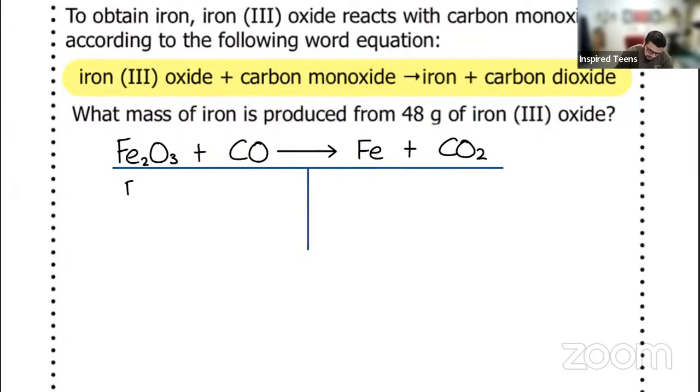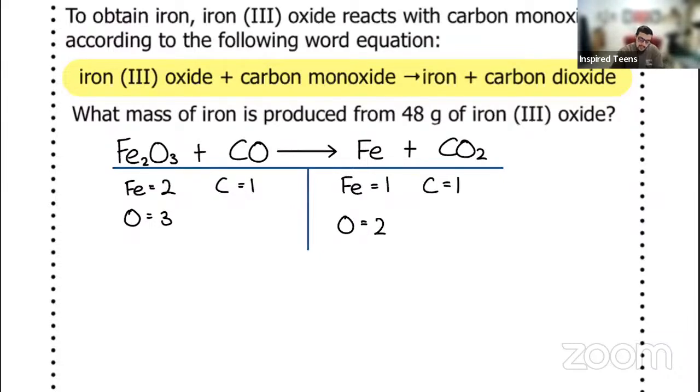So on this side, Fe, I have 2, oxygen, I have 3, carbon, I have 1. On this side, Fe, I have 1, oxygen, I have 2, and carbon, I have 1. So carbons are balanced. Iron is not happy though. There's 2 on the left and 1 on the right. So I can just multiply it on its own. I can multiply it by 2 to get 2 iron. So iron is happy, carbon is happy, but the oxygen is not happy, because oxygen is 3 and 2. Now this is another one of those numbers where we cannot multiply by one number to get to the other.